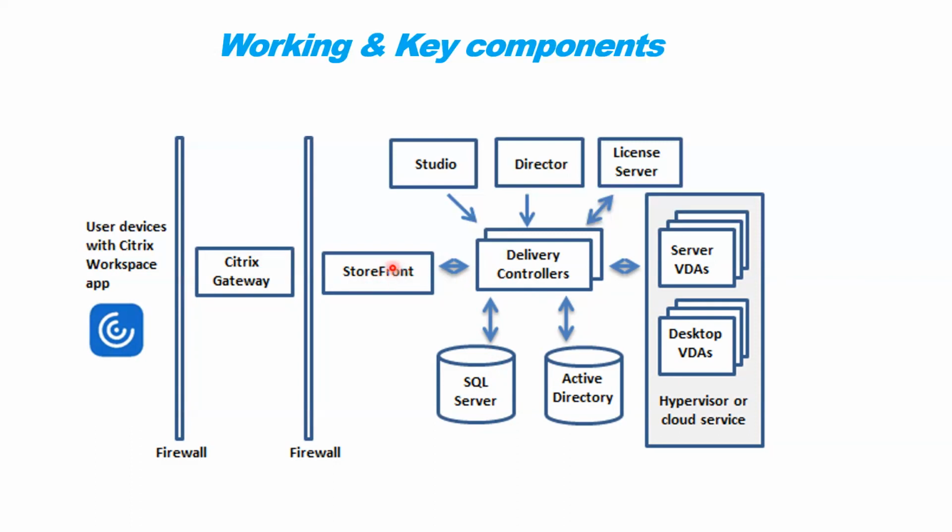And once the user double clicks on that icon, the user will get one ICA file downloaded with the help of NetScaler, and that ICA file will launch with the help of the Citrix Workspace application. And once it launches the application, the query goes directly to the hypervisor. Why? Because on the hypervisor we have hosted all the applications and resources.